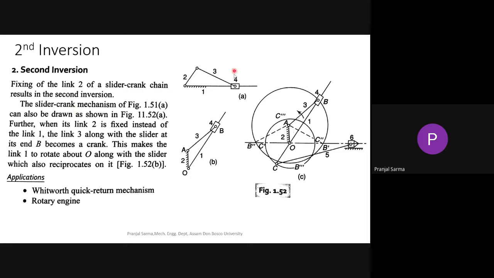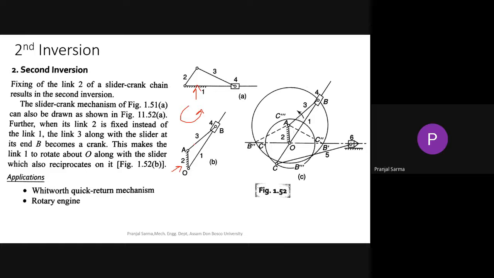The slider crank mechanism shown in this figure can be drawn like this. Yes or no? If I draw it like fixed, it automatically means the whole thing is fixed. Further, when link 2 is fixed instead of link 1, you can consider we have rotated this figure. Link 2 is fixed instead of link 1.